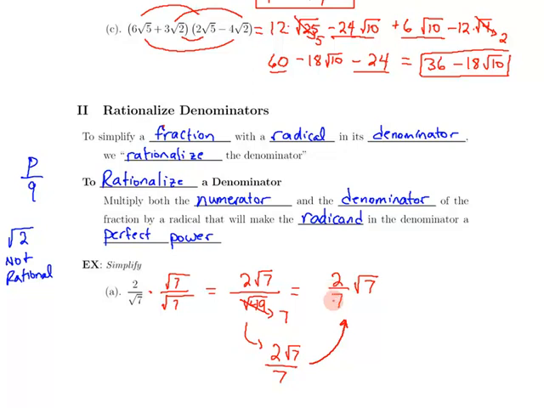So just for now, recognize that 2 times the square root of 7 over 7 is the same thing as 2/7 times the square root of 7. Obviously, I will accept both of these answers, and the computer will as well.